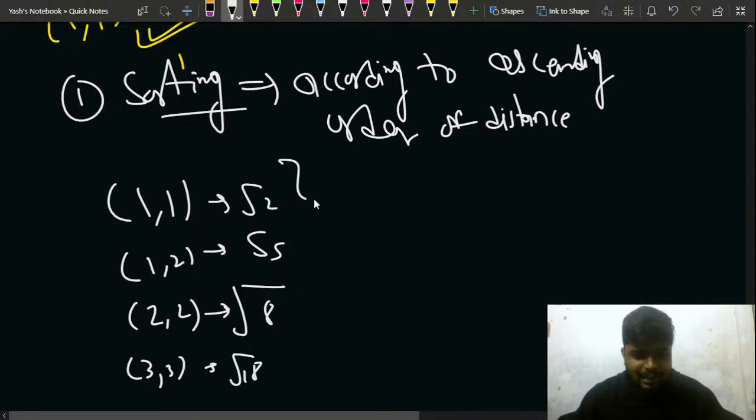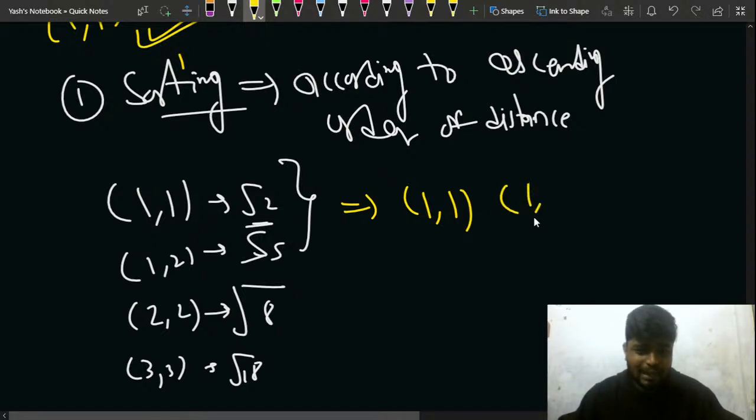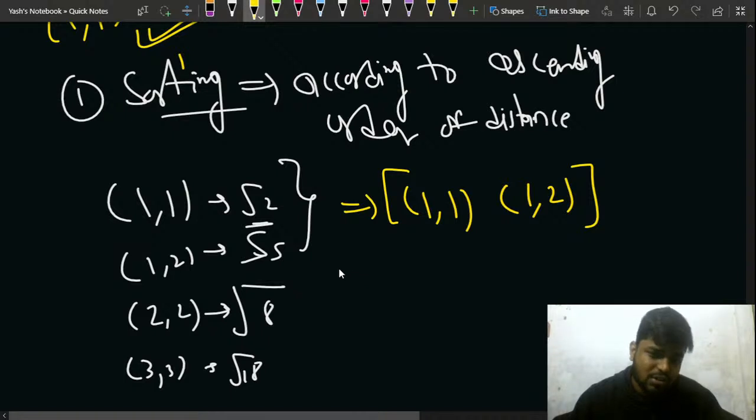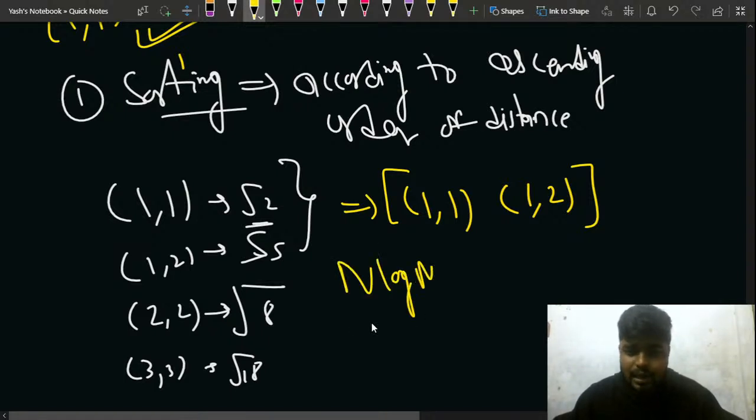So you will say that okay, with respect to the two smallest distances, the points will be 1 comma 1 and 1 comma 2. You will insert them in a vector or a list and you will simply return them, right? Is this much part clear to everyone? For this, since you are sorting, this will be n log n, right? N is the number of points that are given.